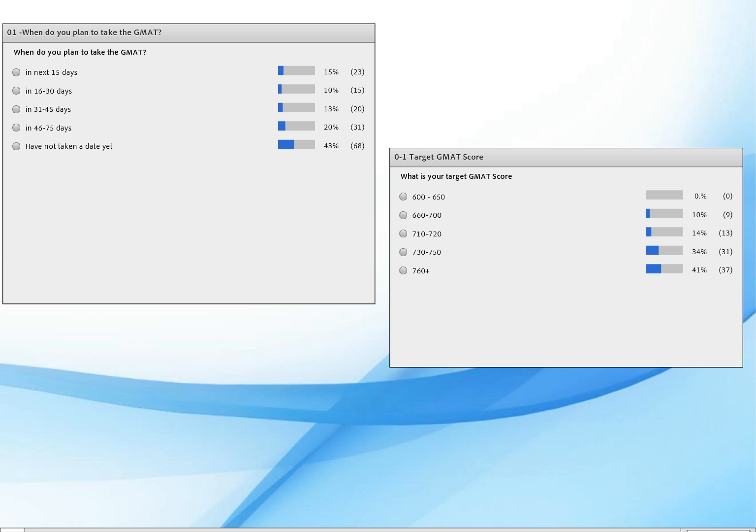So with regards to when do people plan to take the test, there's about 68 of you who haven't taken the date as of yet, or about 43%. Another 20% are in that 46 to 75 days. And then we have about 37 percent of you in that 0 to 45 days or so.